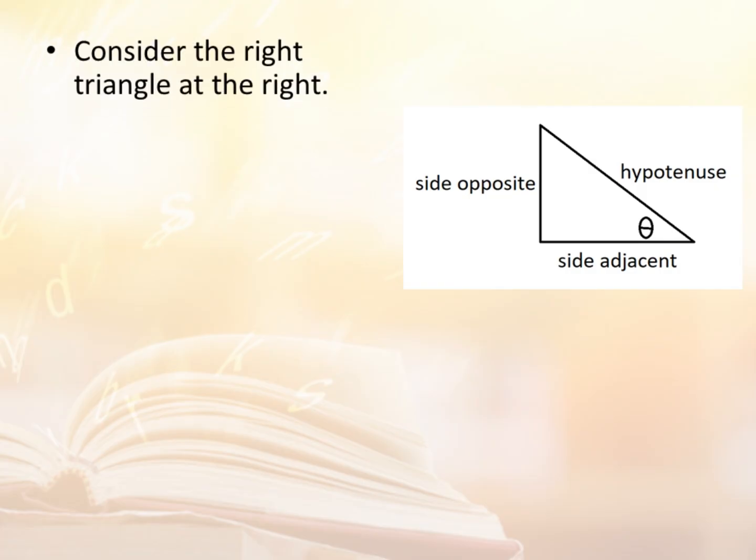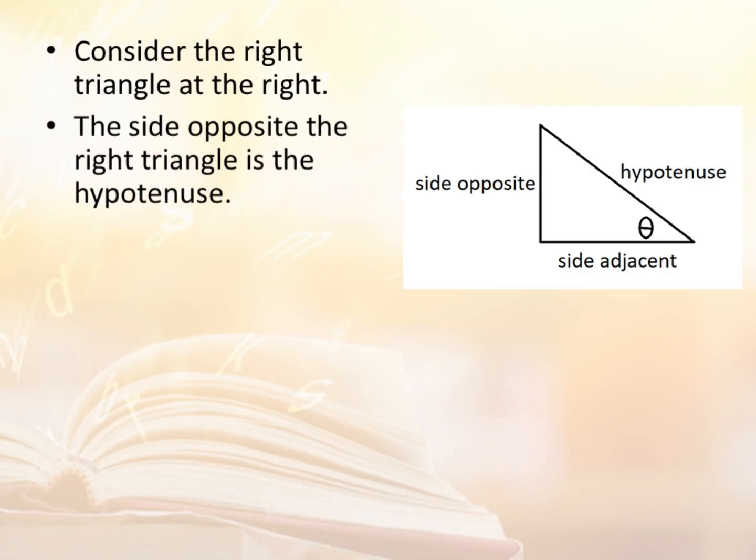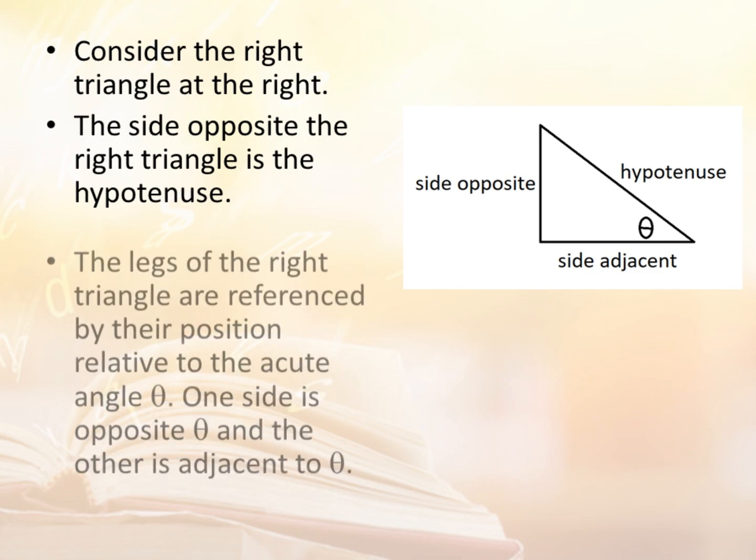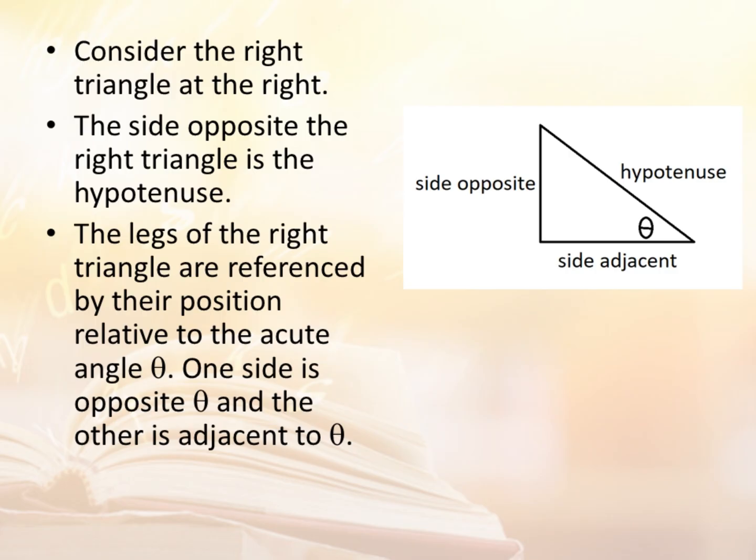Consider the right triangle at the right. The side opposite the right angle is the hypotenuse. The legs of the right triangle are referenced by their position relative to the acute angle theta. One side is opposite theta and the other is adjacent to theta.